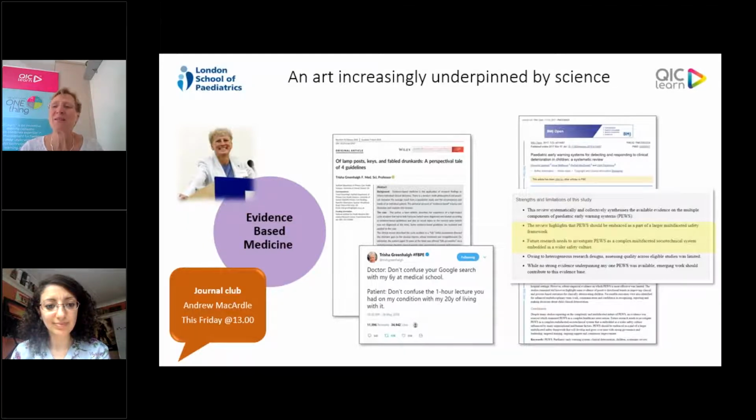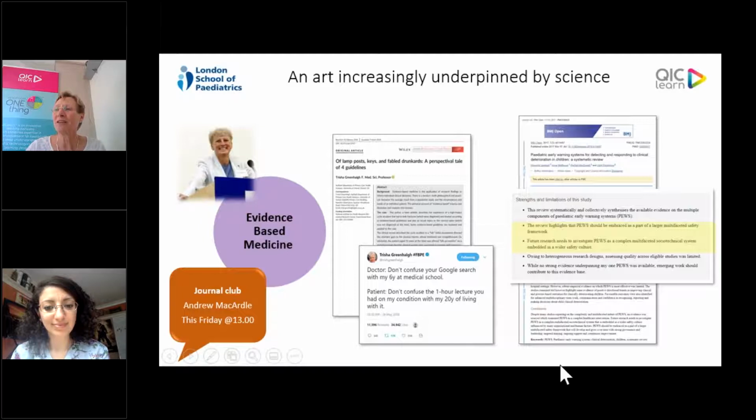But she also plays with this a little bit by tweeting things like a conversation between a doctor and a patient, which I find quite amusing. So the doctor says to the patient, "Don't confuse your Google search with my 6 years at medical school." And the patient says, "Don't confuse the 1-hour lecture you had on my condition with my 20 years of living with it." So she's really good at getting us to face up to reality.